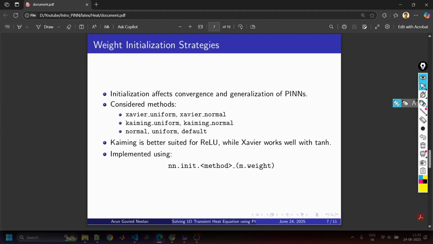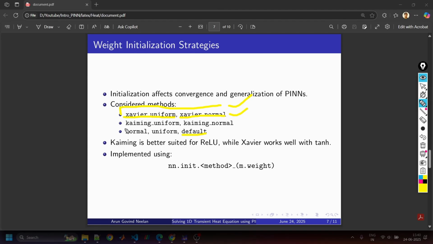Here we will consider several initialization algorithms, Xavier uniform and Xavier normal. These are initializations that are good for tanh. Of course, we cannot claim this always works for all problems, so in this test case, we will test. When I was testing, the default was better than the Xavier initialization. But as a thumb rule, in most cases, Xavier initialization works for tanh.